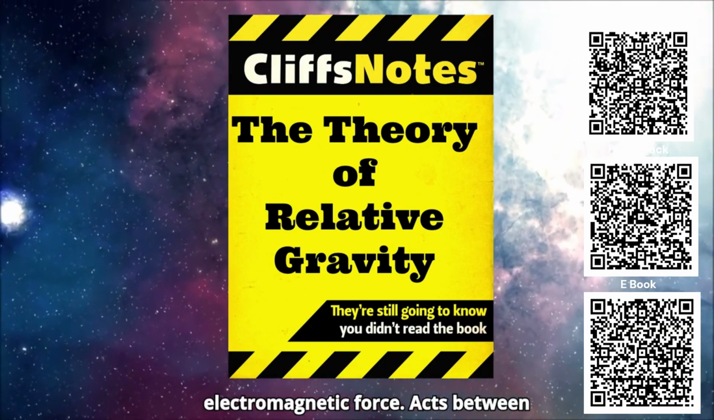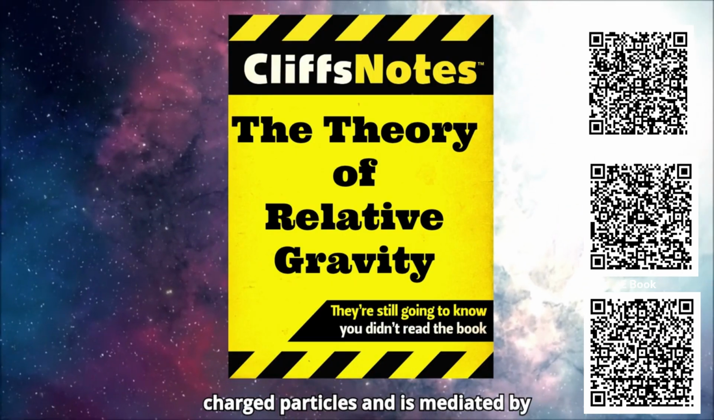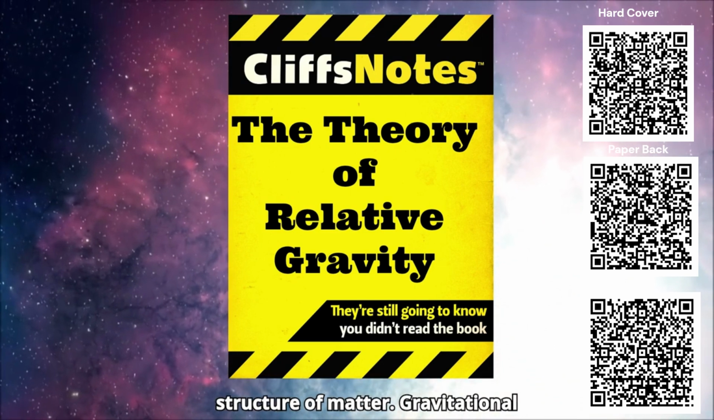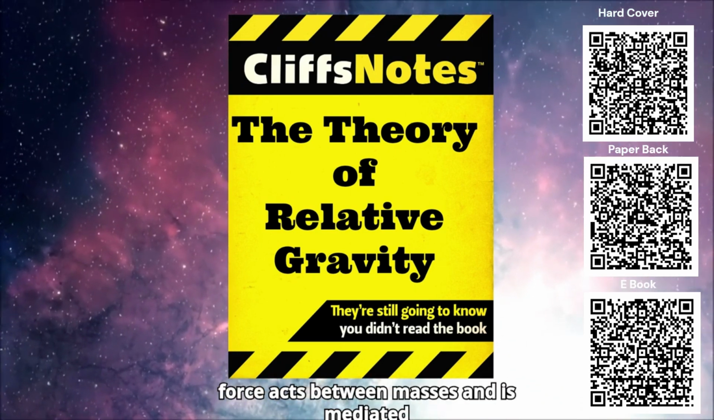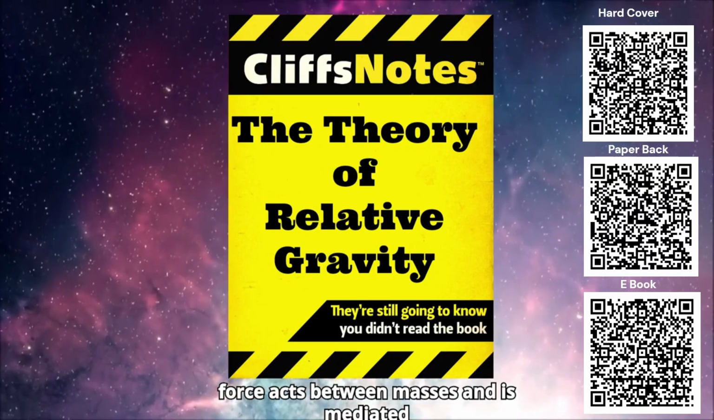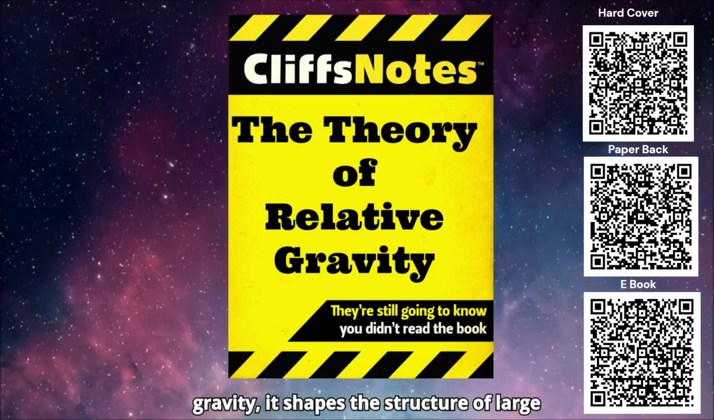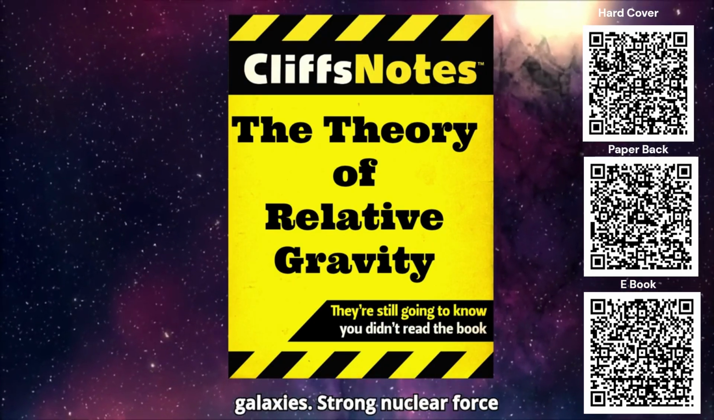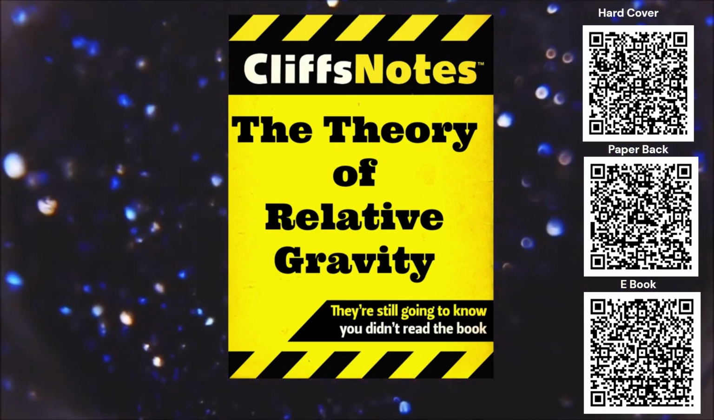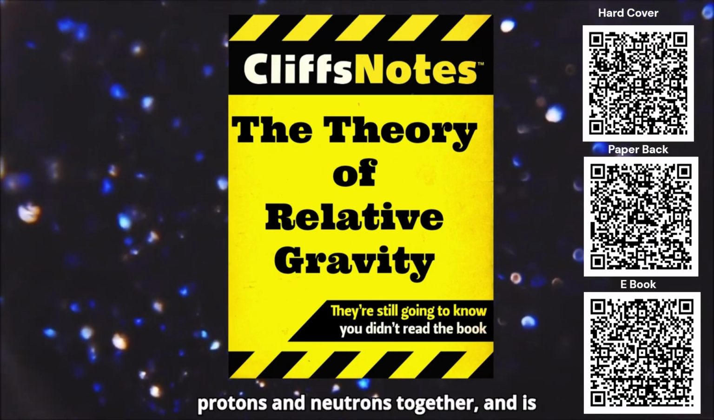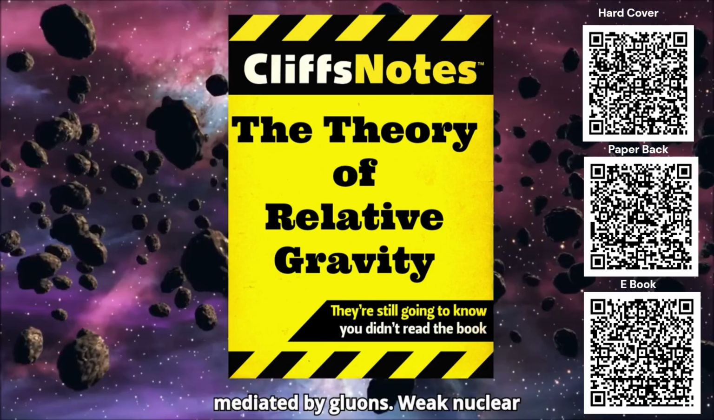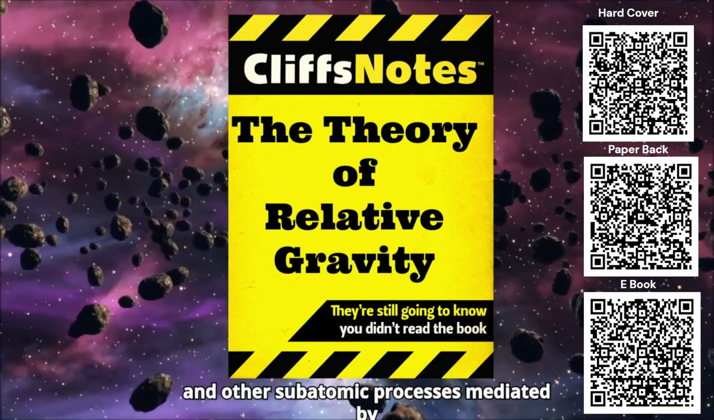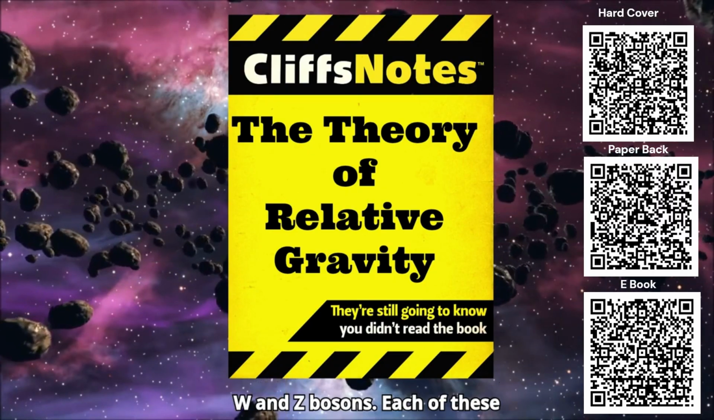Electromagnetic force acts between charged particles and is mediated by photons. It governs interactions between atoms and molecules, shaping the structure of matter. Gravitational force acts between masses and is mediated by gravitons in the context of quantum gravity. It shapes the structure of large-scale objects like planets, stars, and galaxies. Strong nuclear force acts within atomic nuclei, holding protons and neutrons together, and is mediated by gluons. Weak nuclear force, responsible for radioactive decay and other subatomic processes, is mediated by W and Z bosons.